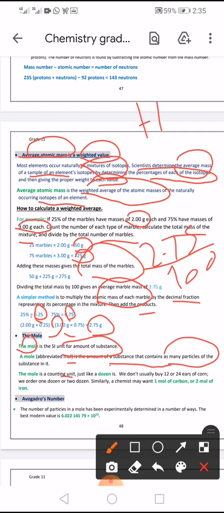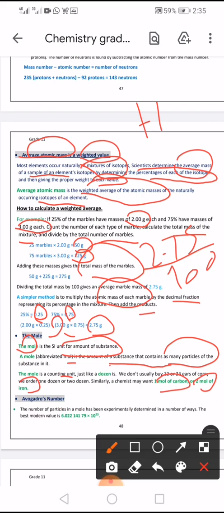We don't usually buy 12 or 24 ears of corn. We order 1 dozen or 2 dozen. Chemists want to use 1 mole of carbon, 2 moles of iron, like this. We cannot use grams or kilograms for counting particles, so scientists use the mole to measure the amount of substance. The mole is the SI unit for amount of substance.